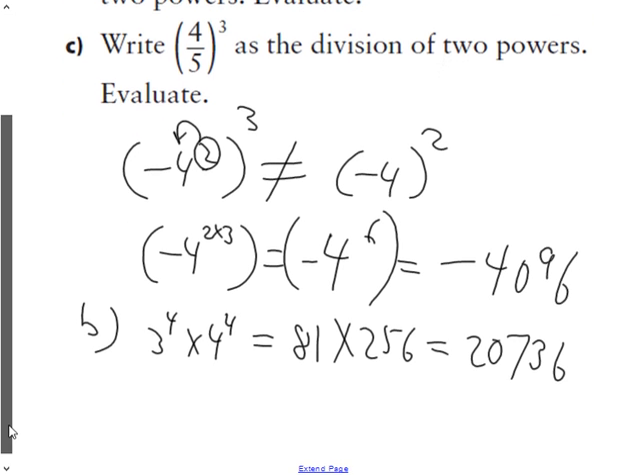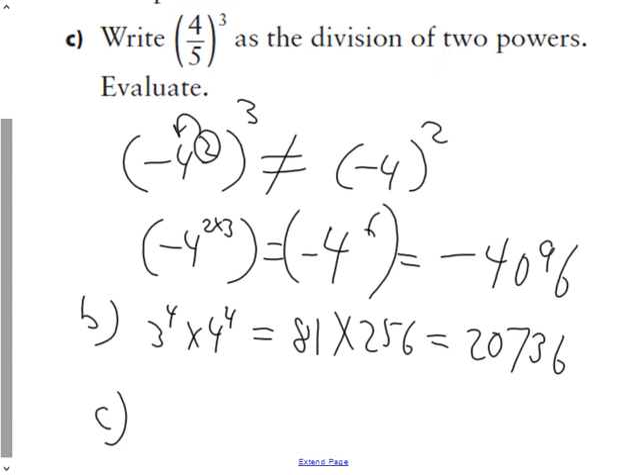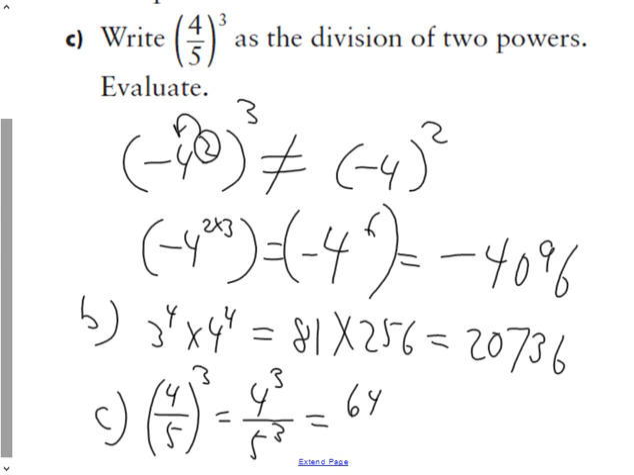And finally, C, 4 fifths in brackets cubed. You may disperse the exponent of 3 to both numerator and denominator. You would get 64 over 125, which is lowest terms.